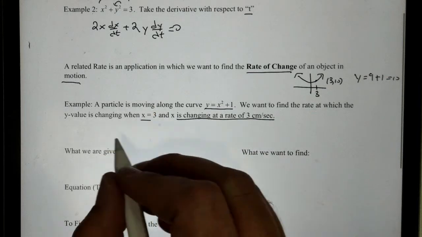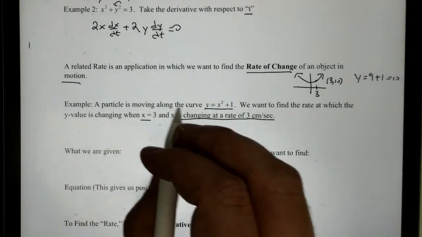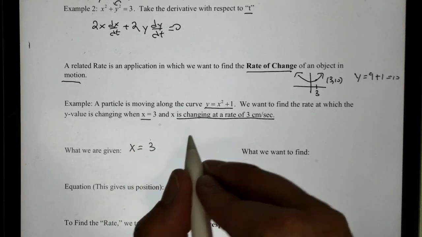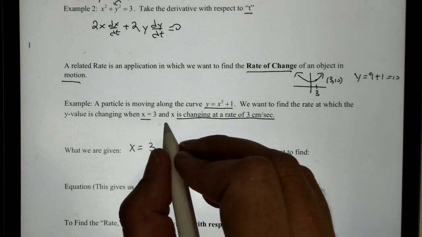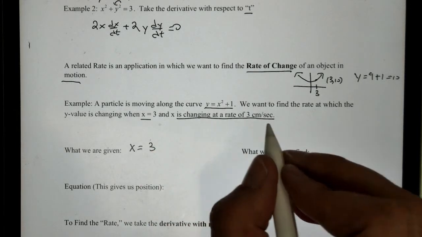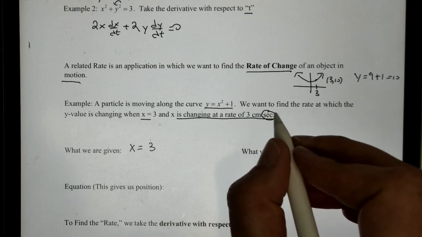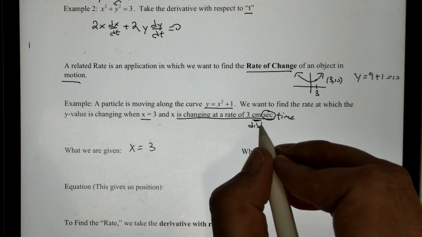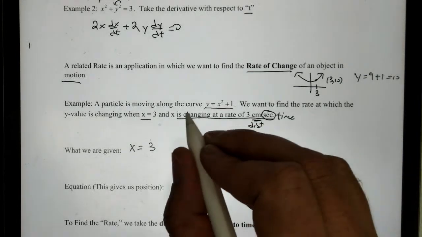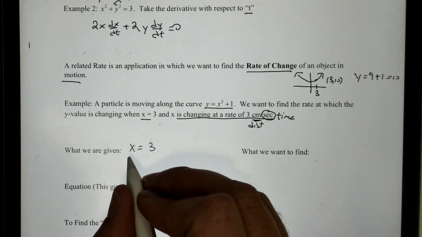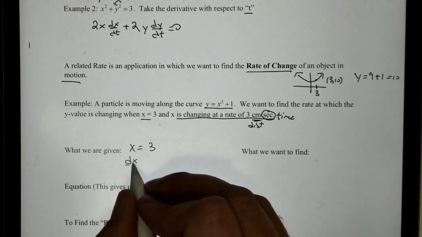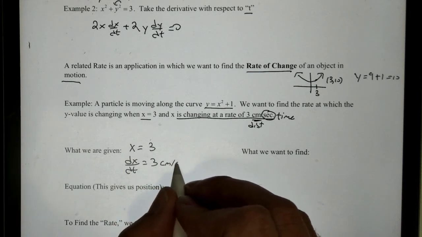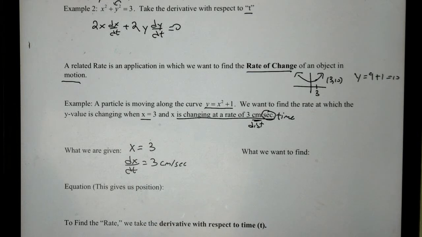Our first step is just to list out everything we are given. Well, we're told x is 3, and we're also told that the rate of change of x is 3 centimeters per second. Now notice these are always going to have some sort of per second. That's a time, and this is a distance, right? So it's a distance divided by time, so this is actually a velocity for us. But we call it dx, the change in x, with respect to time. And that here is just 3 centimeters per second. We'll talk about the units later on.